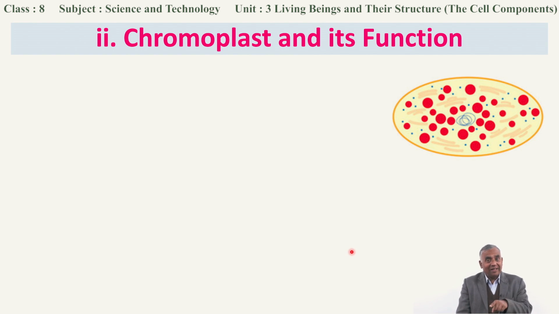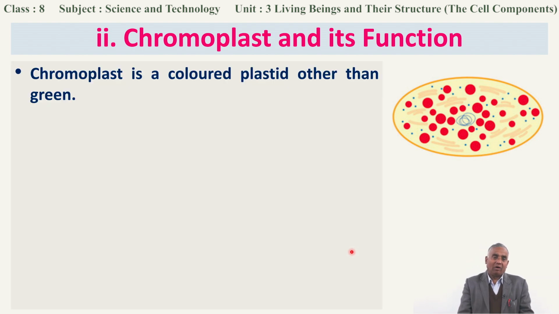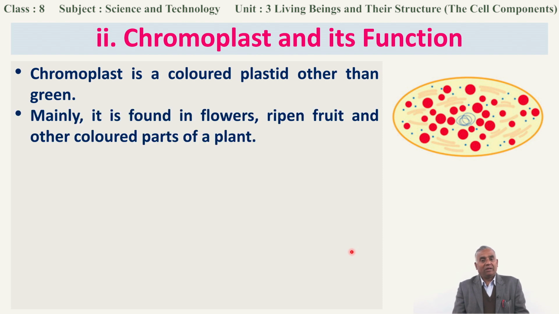So the attractive colors of flowers are because of what? Chromoplast. And not only that, as we discussed about chilies, tomatoes, they also have what? Chromoplast. Chromoplast is found in carrot also. In beetroot also, there is what? Chromoplast. And remember that chloroplast also may change into what? Chromoplast. Okay. Chromoplast is a colored plastid other than green. Mainly it is found in flowers, ripened fruit and other colored parts of a plant.